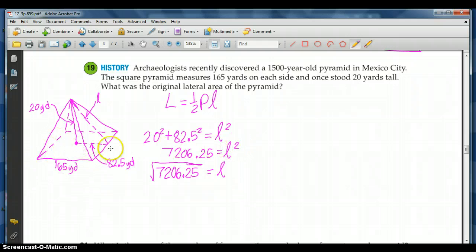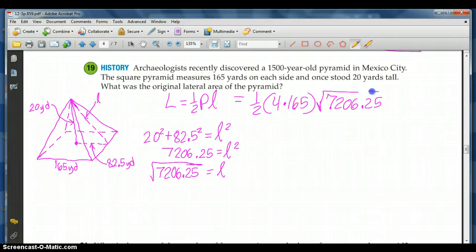My perimeter, since it is a square, would just be 165 times 4, since there are 4 sides, each of them 165 yards long. And then times my slant height. And we get approximately 28,013.6 square yards.